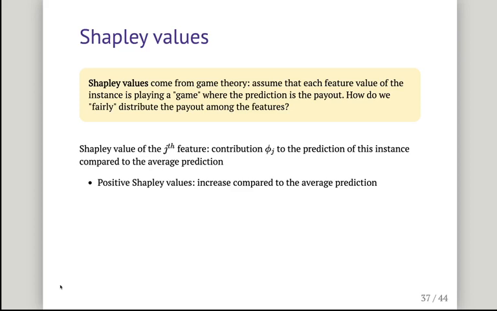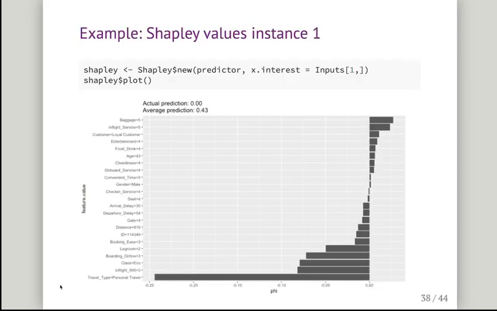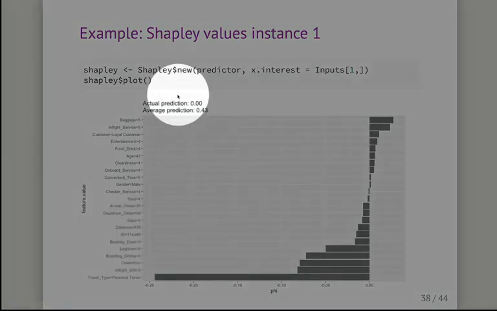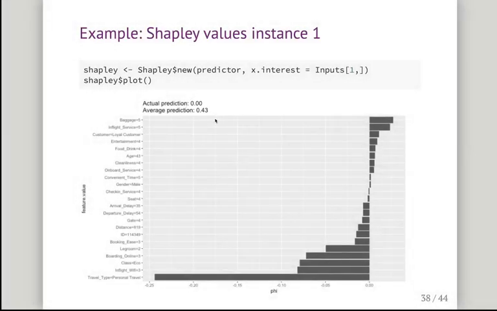Positive Shapley values indicate that a feature is more important for that observation. Negative would indicate that it's less important. So let's look at instance 1, or observation 1 again. We have our average prediction 0.00. The average prediction, so this is the average prediction over multiple resamples. So notice that we've got some variability here.